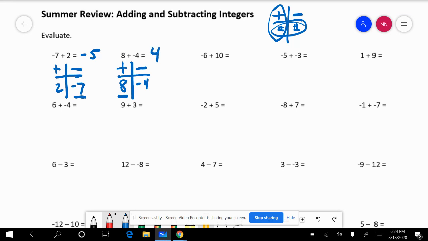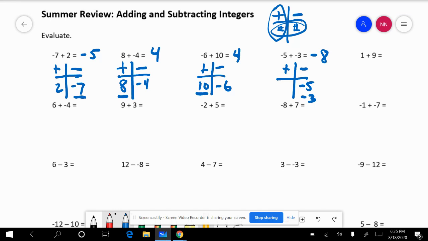Now looking at the next one, I have my chart. I have a -6. I have a +10. They're on different sides, so I subtract them. The larger number is positive, so I know that it's a +4. Looking at the next one, I make my chart. I have a -5. I have a -3. They're on the same side, so I add them up, and that gives me a -8.